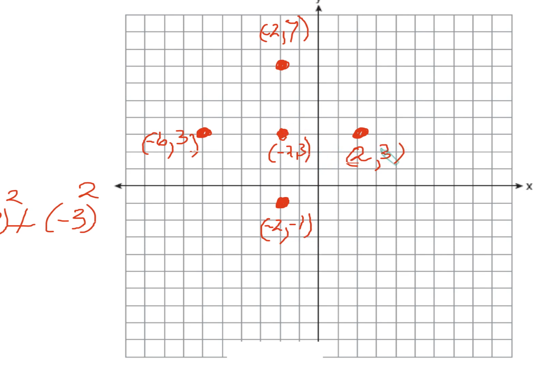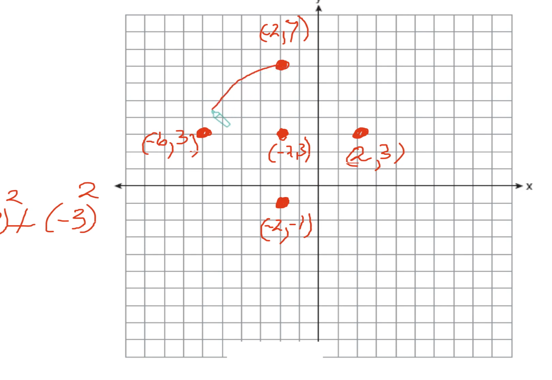Your y value still stays 3, but your x is changing. So negative 2 plus 4 is positive 2 because we're going to the right. And then over here, I'm going to the left. So negative 2 plus negative 4 is negative 6. But if you don't want to do the math, counting is fine.